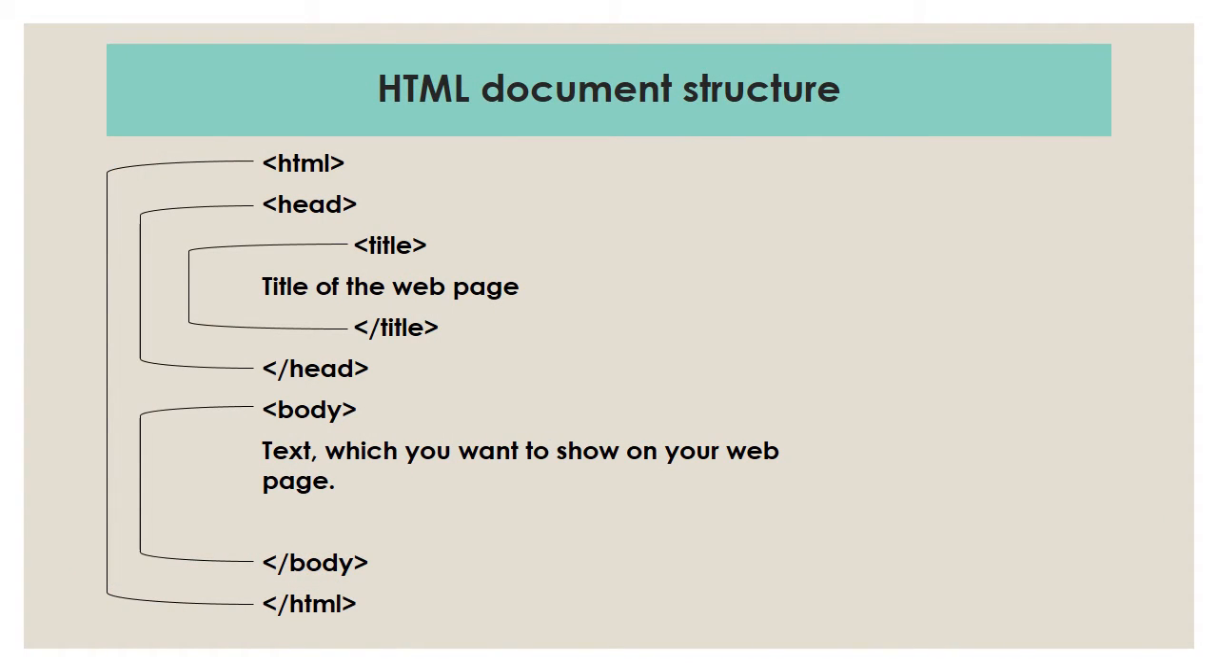As you can see on the screen, this is the basic structure of HTML. Now let's have an example to understand this basic structure of an HTML document. As I have told you in the earlier video, there are two types of editors that we use to write HTML documents. Here we are going to use the text editor, that is Notepad, to write HTML documents.